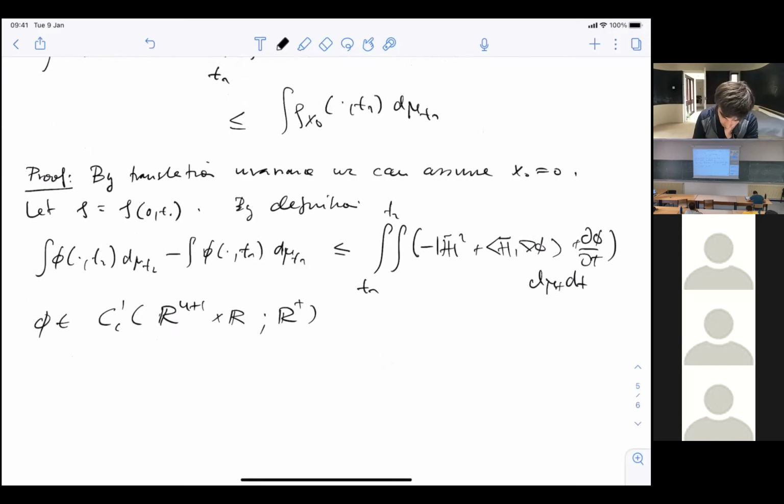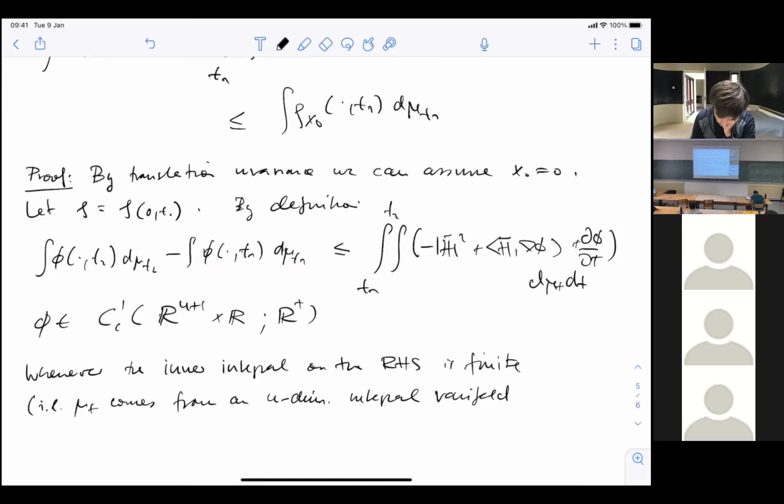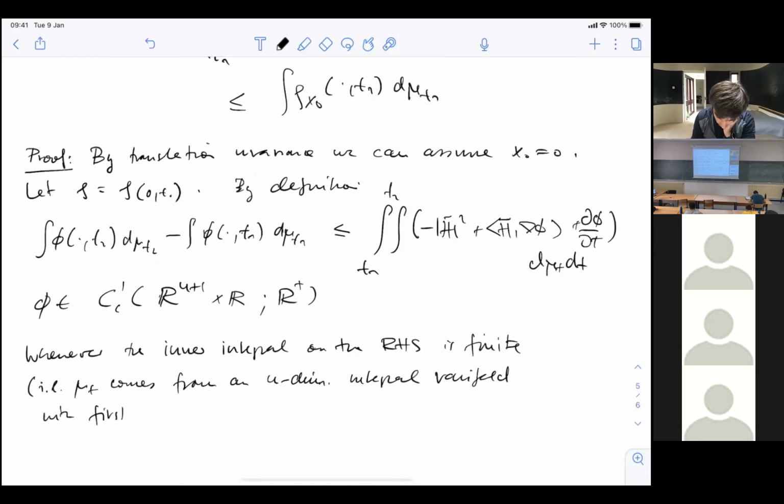Now, whenever the inner integral on the right-hand side is finite, i.e. when is this finite, i.e. when mu_t comes from an n-dimensional integral varifold with first variation in L2 log of mu_t. Okay, that was the assumption.